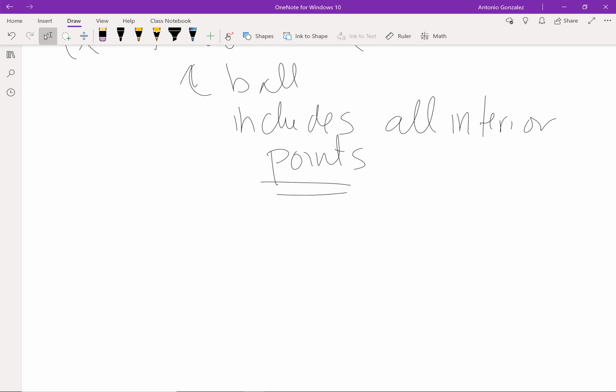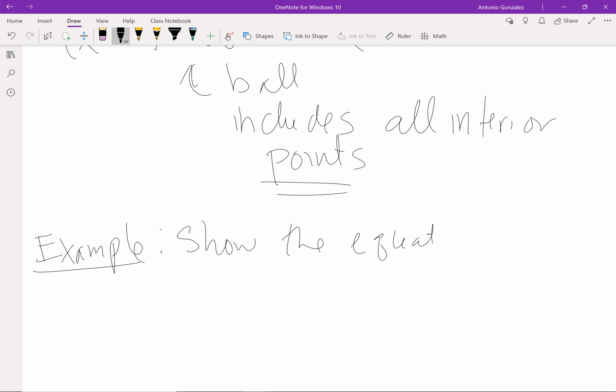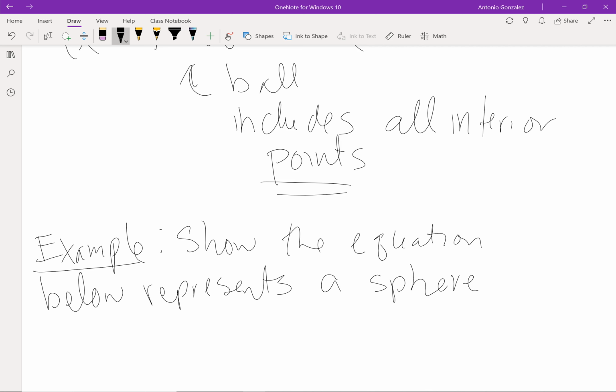Okay, so let's look at an example here. Let's say that for this example, I would like to show the equation below represents a sphere and find its radius.